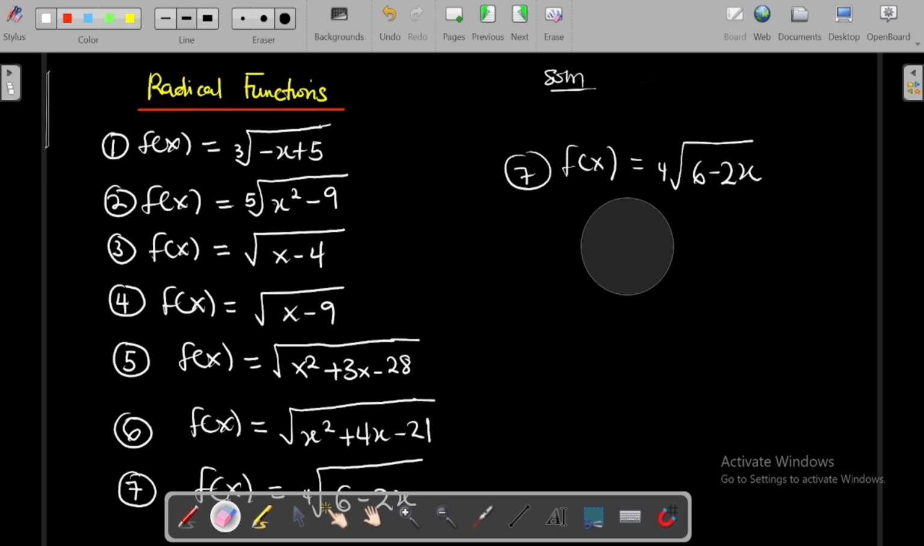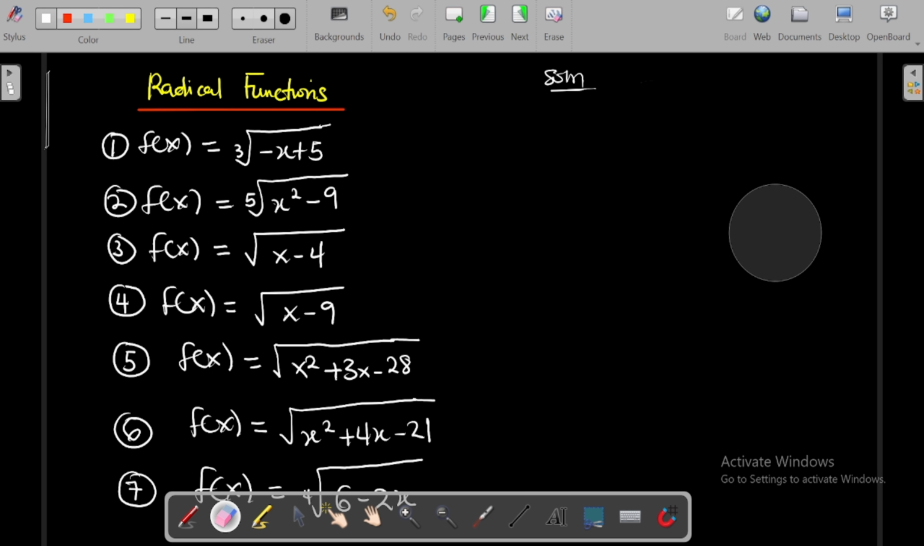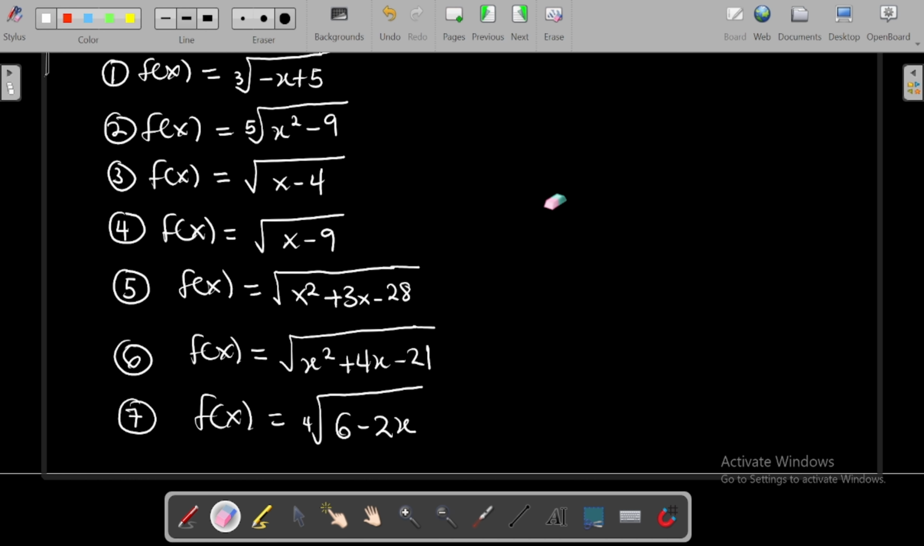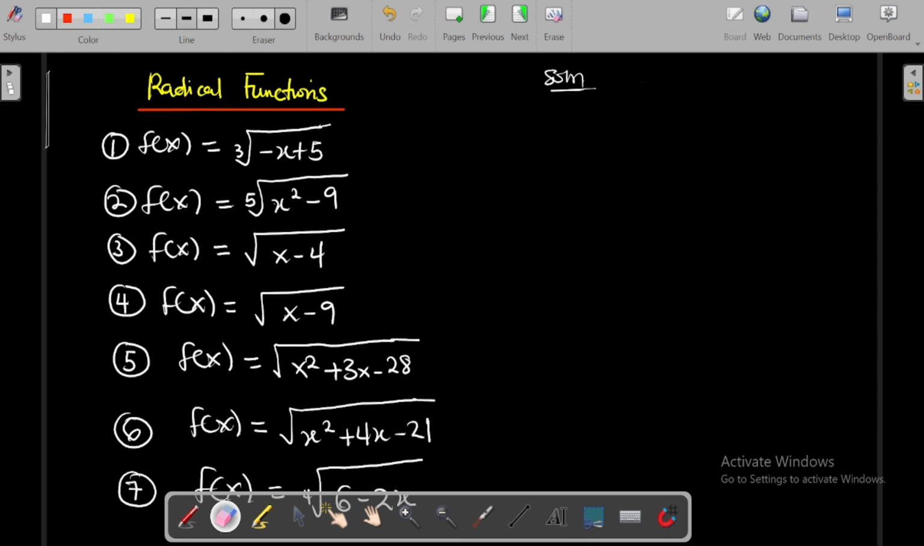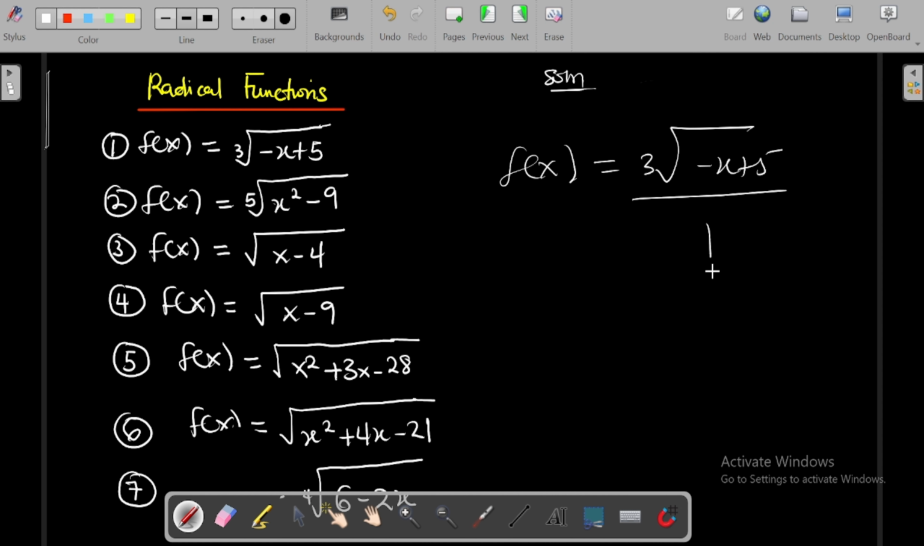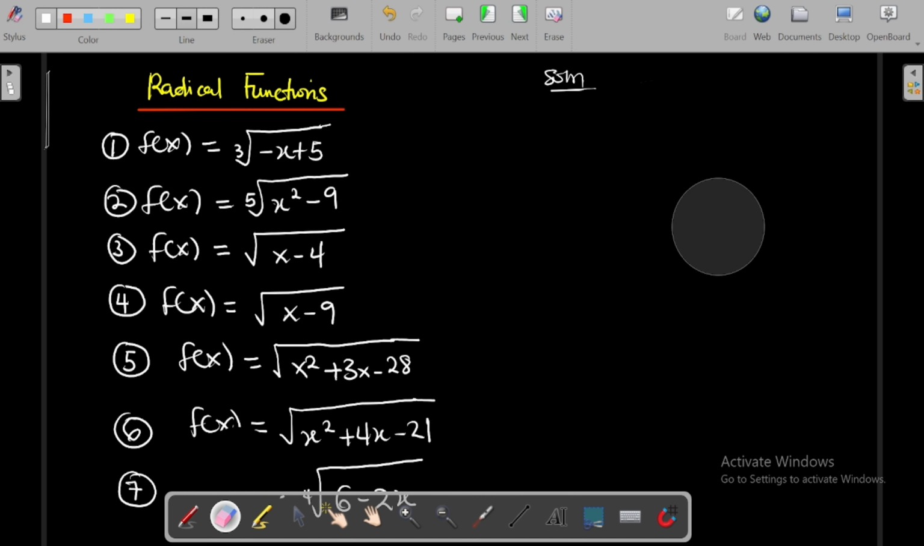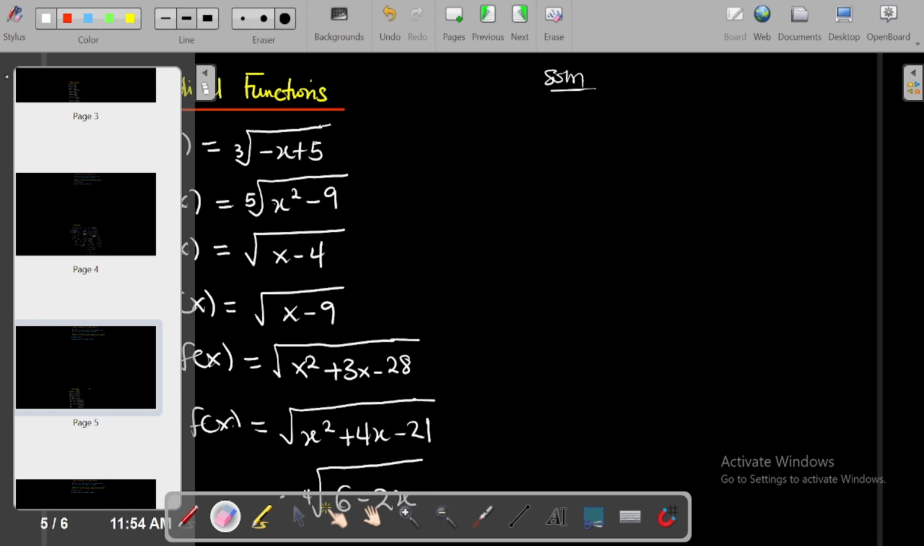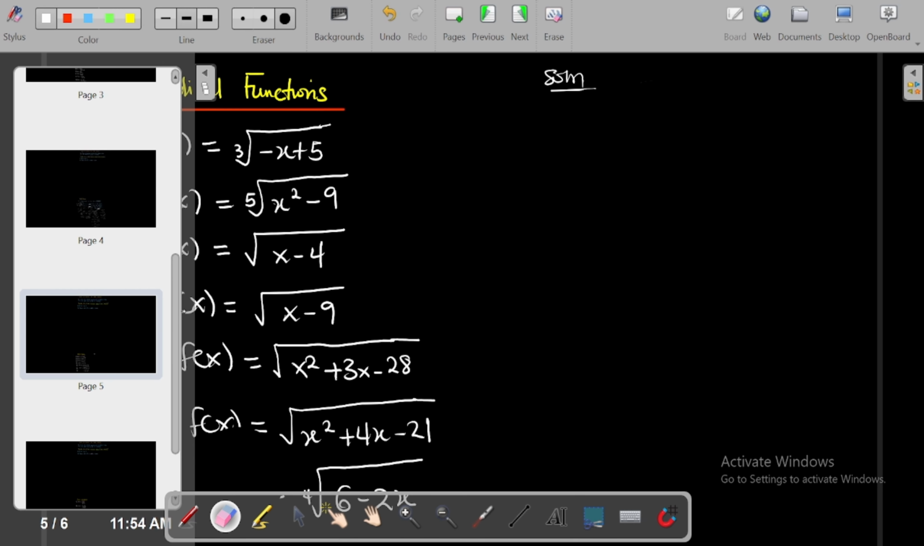So that's how to find the domain of these types of radical functions, where the radical functions are all numerators and they are not in the denominator. You realize that for every function here is a numerator, because you can quickly write each of the functions this way. For f of x, the first one, you can write it as third root of negative x plus 5 all over 1. So it means that all of them are just numerators. They are all divided by 1. Now let's look at the next type of functions we have.